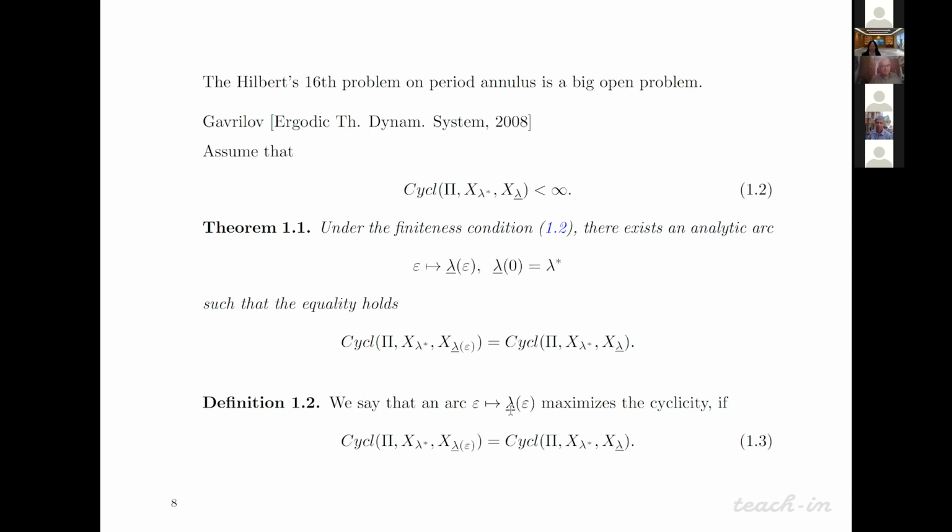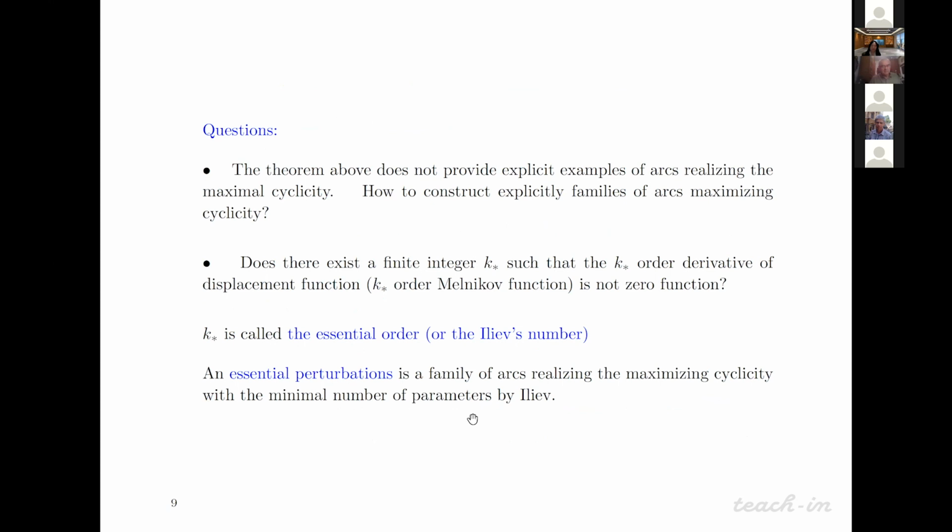Next we talk about these arcs. But his work does not answer two questions. One: the theorem just proves that the arcs exist, but does not tell you how to construct this analytic family of arcs achieving the maximum cyclicity.